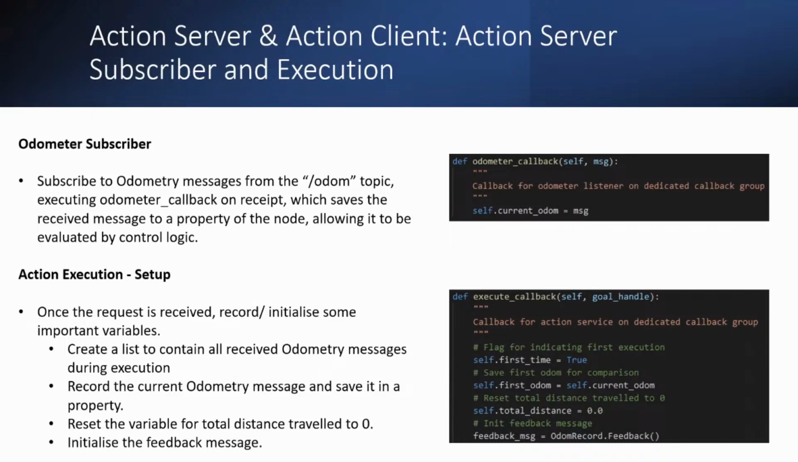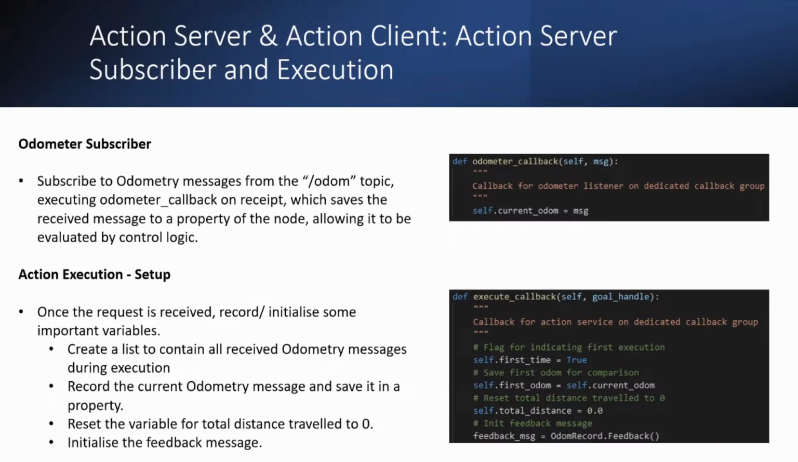Now, when the action is requested by a node on the ROS network, the action begins to execute. It's received a goal and there are a few things we've got to set up first. So the first thing that happens is I instantiate a list to contain all of the odometry messages that are received during the execution, and reset the variable for the total distance traveled, as we're only recording it during the execution of the action. We also initialize the feedback message.